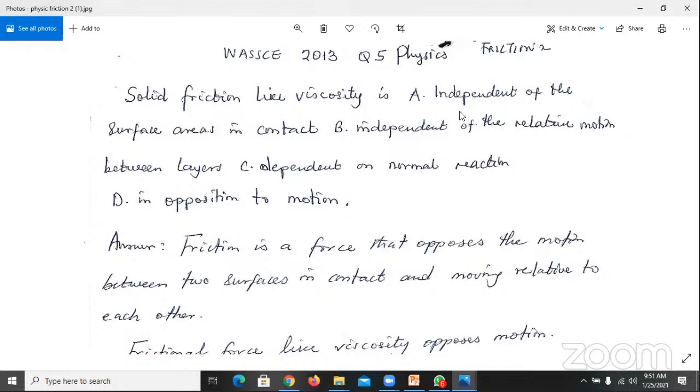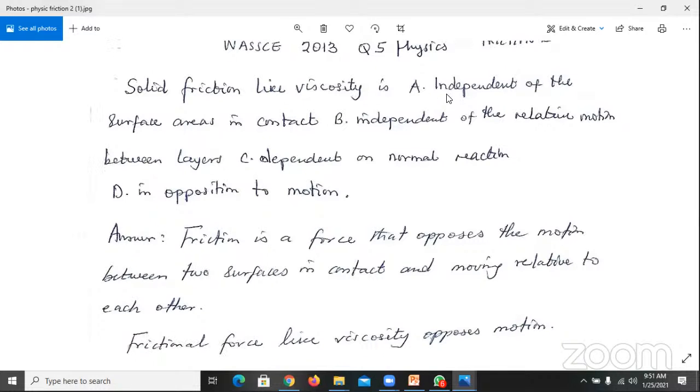So option A is independent of surface area of contact. This cannot be the answer because friction is actually dependent on surface area of contact. So B, dependent of relative motion of the areas. We also say that friction is actually dependent on relative motion. So this one cannot also be the answer. And this one is dependent on normal reaction, and this is opposite in motion. We all know the definition of friction is simply that it opposes the normal motion. So this just makes option D the direct answer because friction is the force that opposes motion between two surfaces in contact, moving relative to each other.